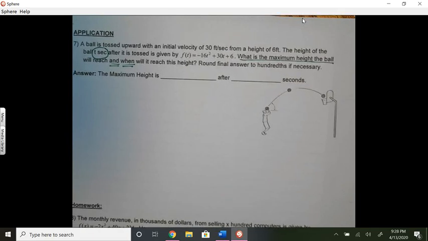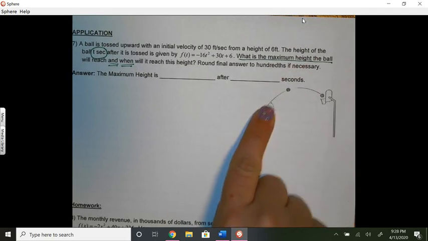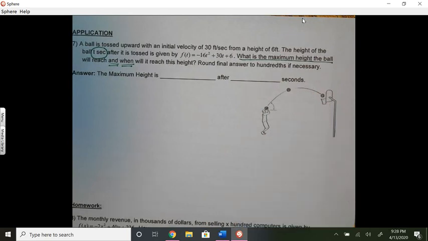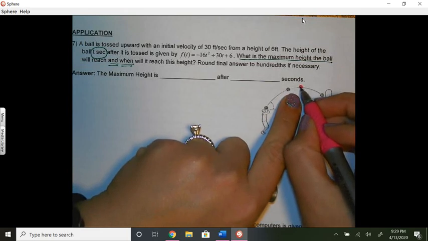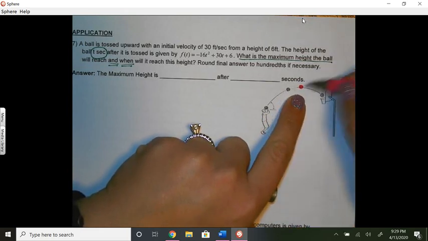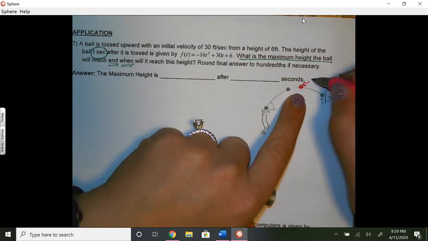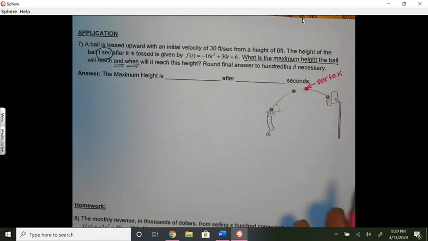So in this problem right here, we have a basketball. It's going to go up, go through the net, and come back down. And it wants to know what is the maximum height. So if we just draw a picture and think about it, if the ball's going up, it's going to finally reach a high point, like right here, and then it's going to go back down. What we call this high point right here is the vertex. So what the problem is really asking us is to find the vertex.